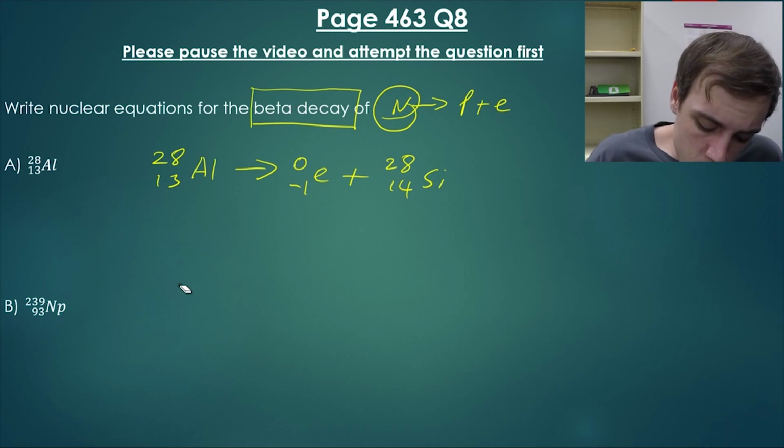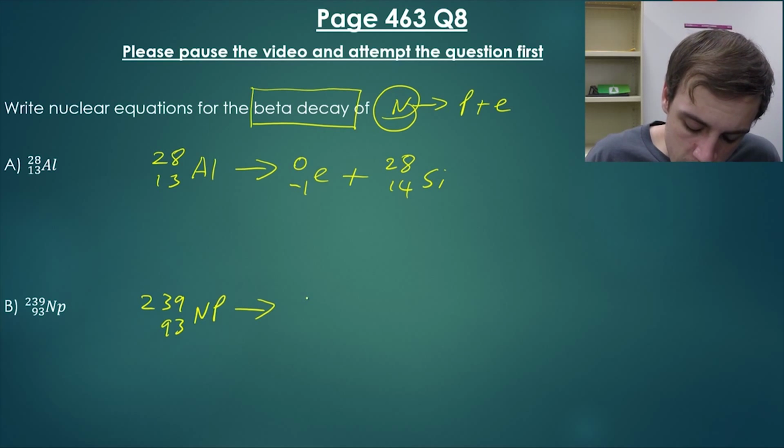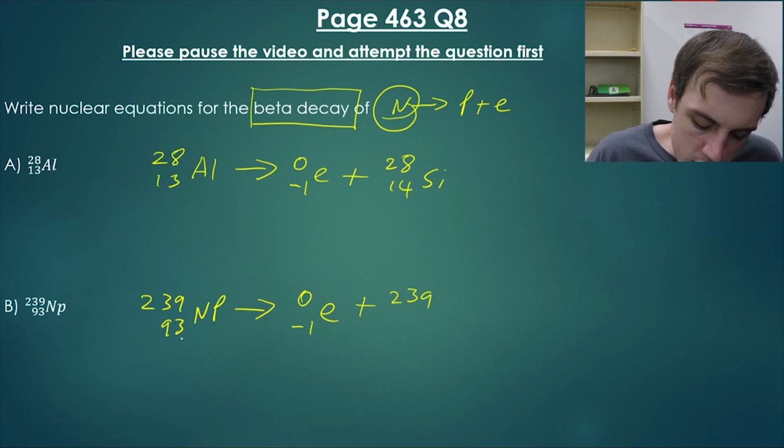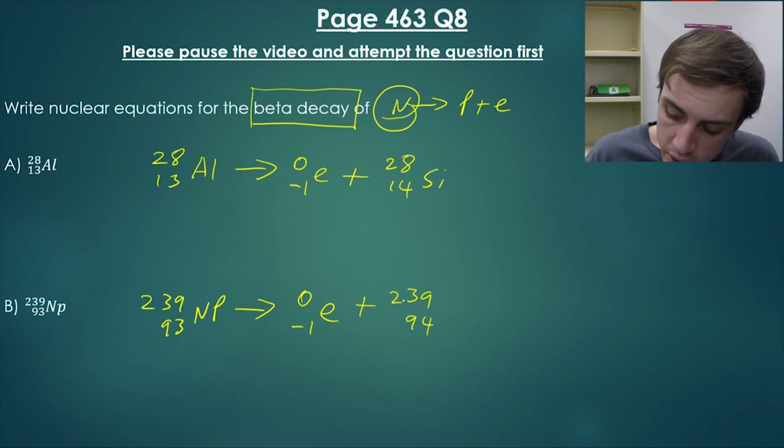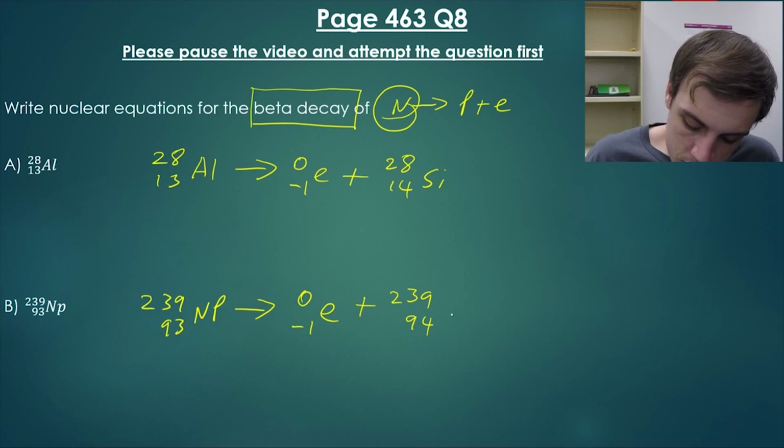So let's have a look at the next one, which is Np, 239, 93. Now it's going to be the exact same thing. We're going to have a release of our beta particle, or our electron, here. So that is 0, minus 1, e, plus. We still have 239 because that's not changing, but this is going to be a plus 1. So we're going to have 94 because we're gaining a proton. If we look on the periodic table, that gives us Pu.